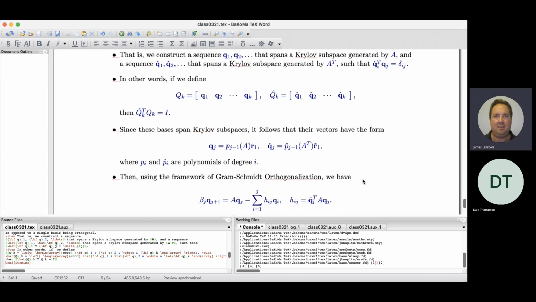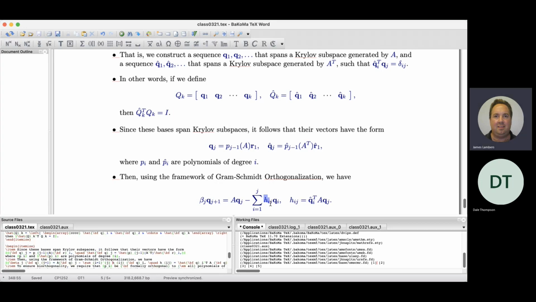So now, if I want to generate these vectors using a process similar to Gram-Schmidt orthogonalization, it's just that now I get the entries of this matrix by multiplying by Qi hat transpose instead of Qi transpose. So it's not exactly Gram-Schmidt. It just, again, has that framework.